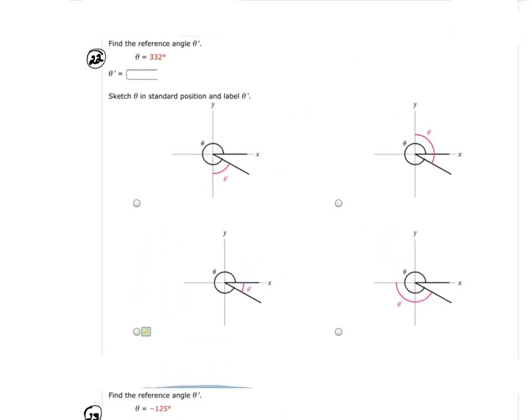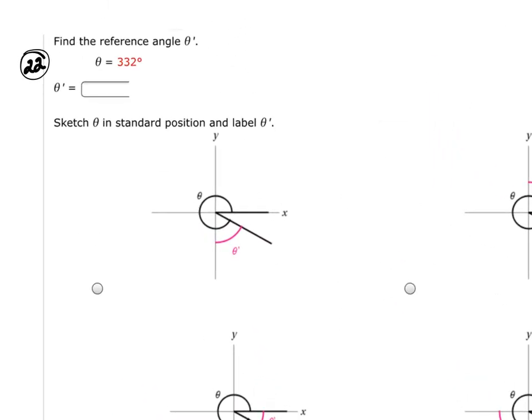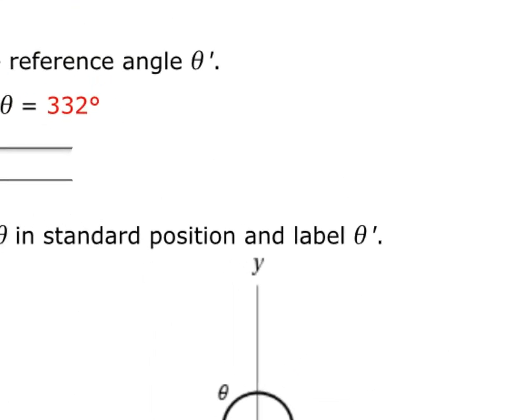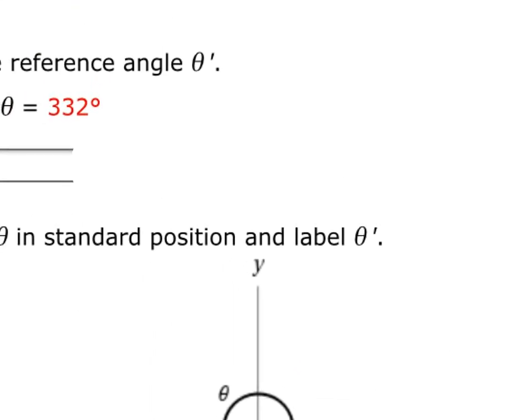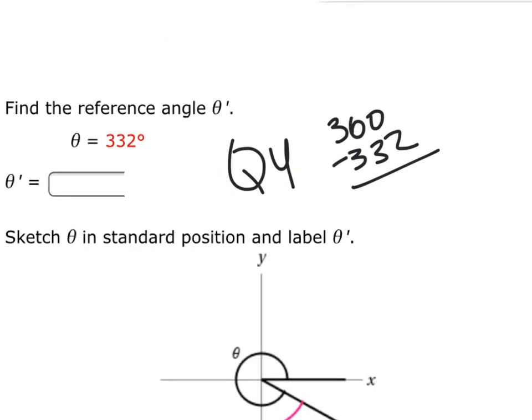Couple more. I'm going to do this last one, and then we'll be good. 332. If I was in radians, what would I switch to first? Degrees. Then just figure it out, go back to radians. But if I have 332, where is 332? Quadrant four. Yes? Quadrant four is 332. What is the rule for quadrant four? 360 minus 332. What is that? 28 degrees. Okay.